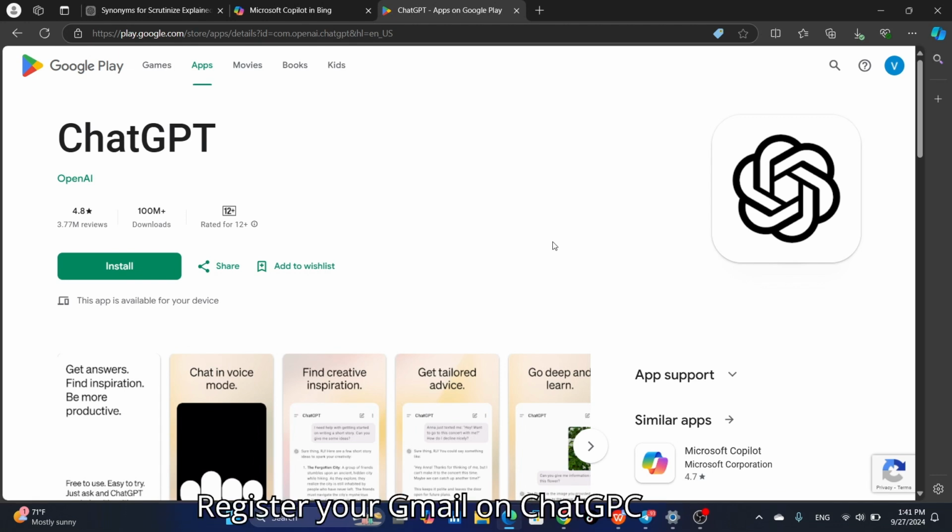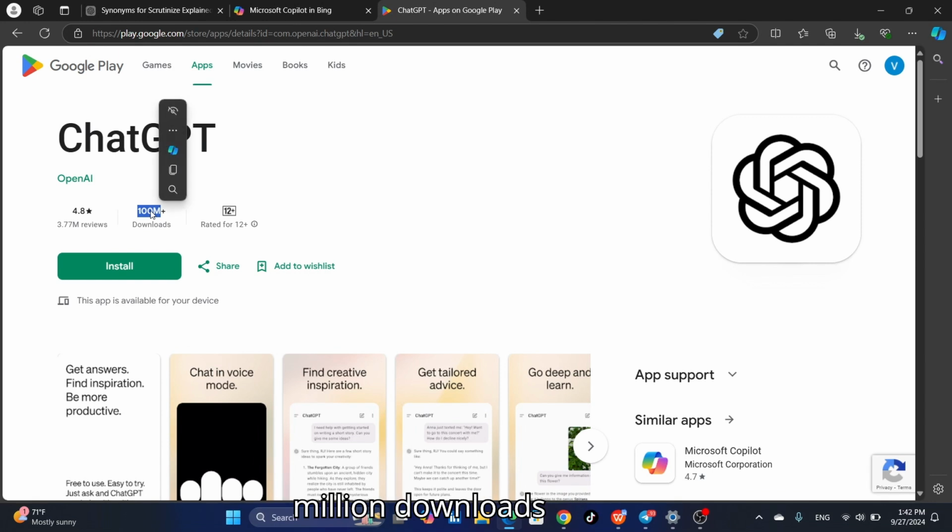Register your Gmail on ChatGPT and use the voice mode. It's totally free in my experience. You can try it out for yourself by downloading the app on your smartphone. I'm referring to the ChatGPT that has got over 100 million downloads on Play Store.